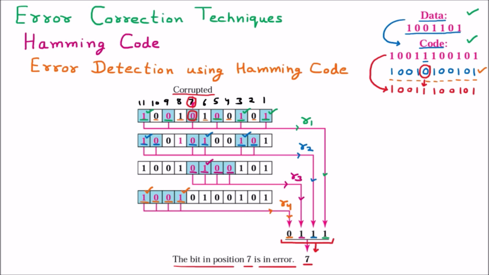So this is how the Hamming code is going to detect the exact location where the error occurs, and then that error will be corrected. So this is how the Hamming code works for error detection and correction.